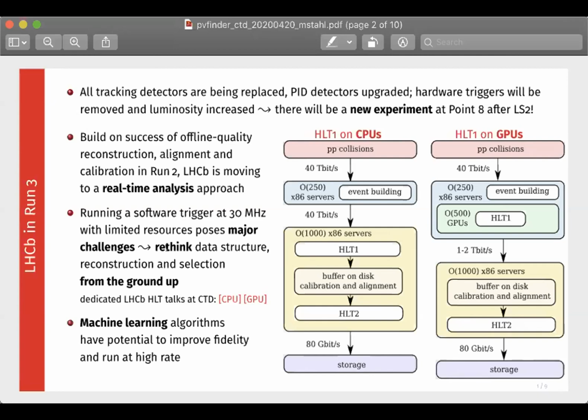We want to further build on the success of offline quality reconstruction and go further in the direction of real-time analysis. And the challenges have been presented to you already by Louis. And if you see this talk remotely, you can also stop and listen to the GPU talk that will follow by Thomas. Our approach here will be PV finding using machine learning, and we hope there to improve the fidelity and run at high rates.